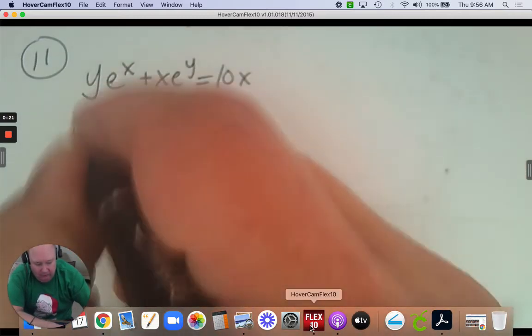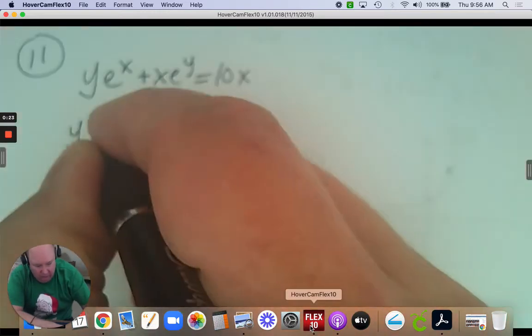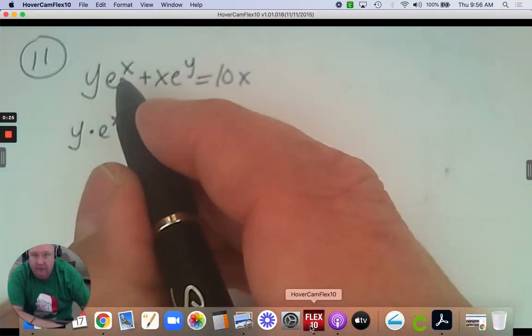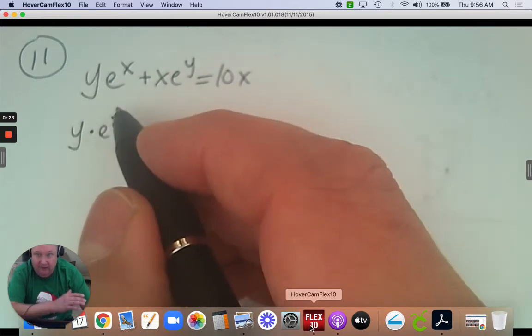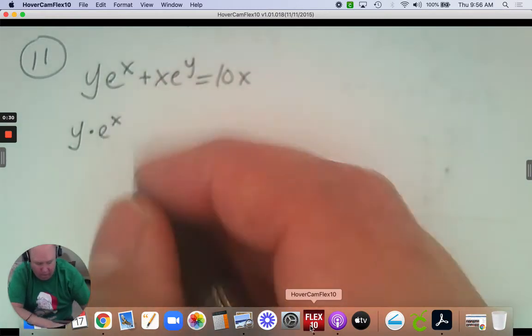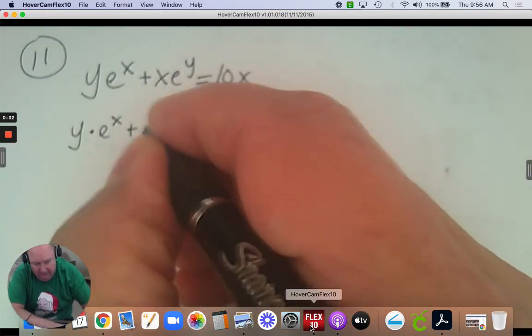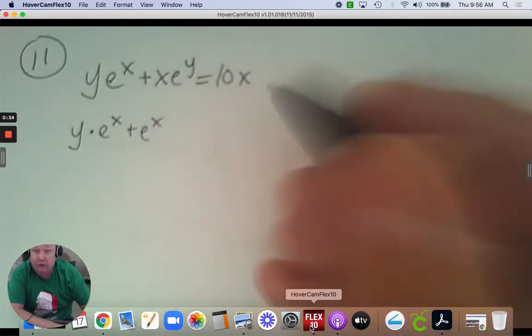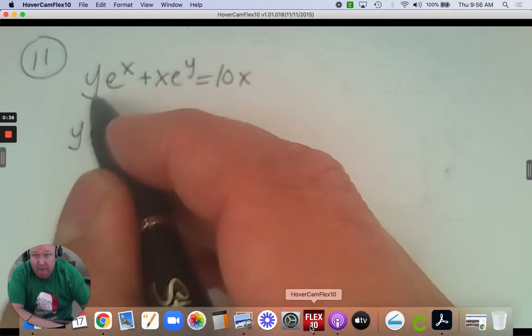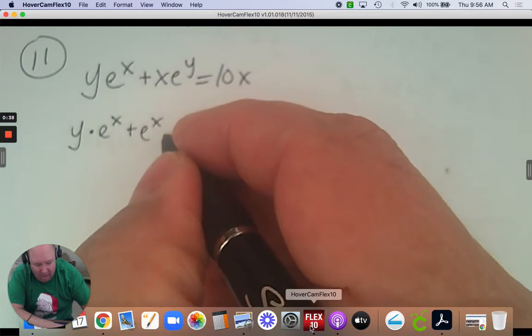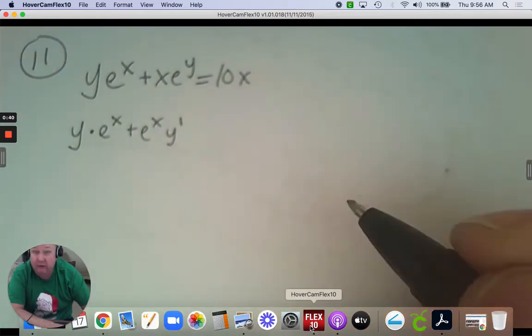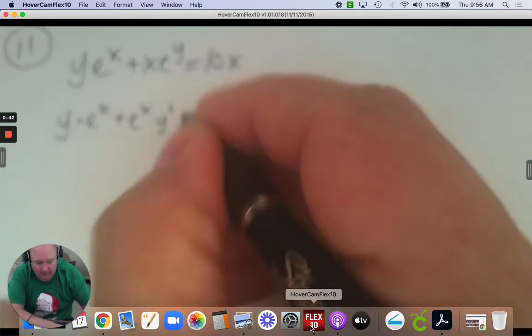So the first times the derivative of the second. The derivative of e to the x is e to the x. It's the best rule ever, and it's the new rule. Plus the second times the derivative of the first. Now, the derivative of y is 1, but it needs a hook on y prime whenever you take the derivative with y in it. Keep going.